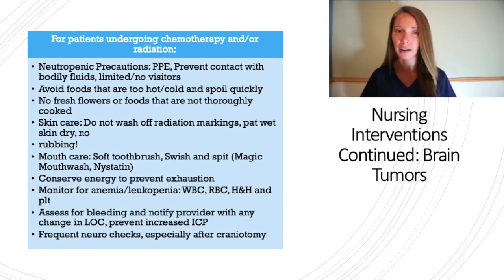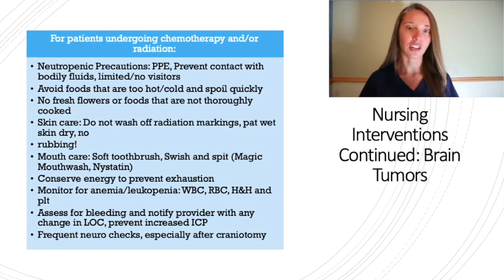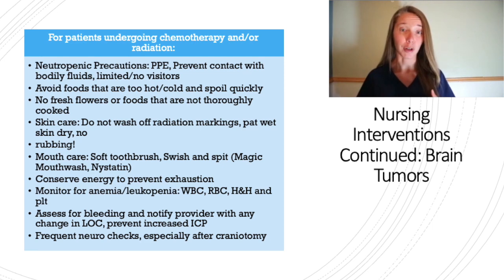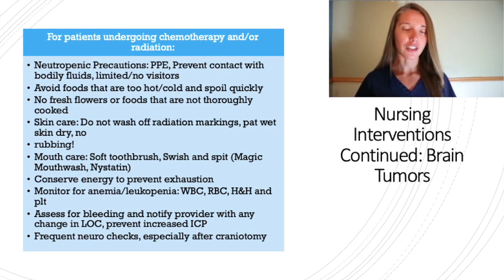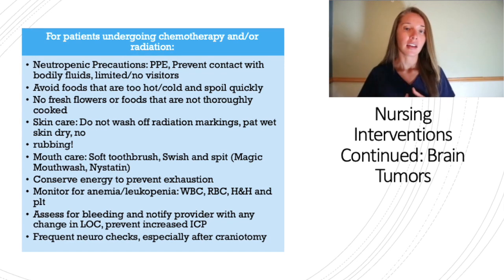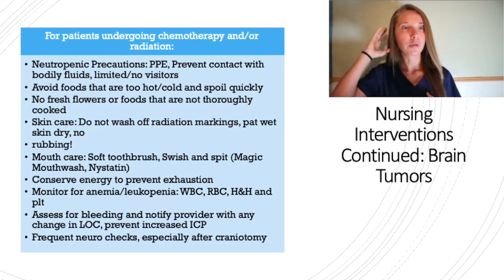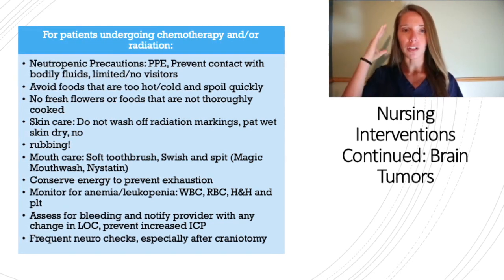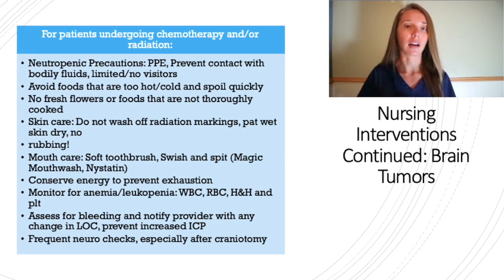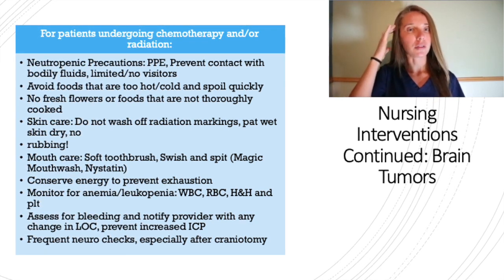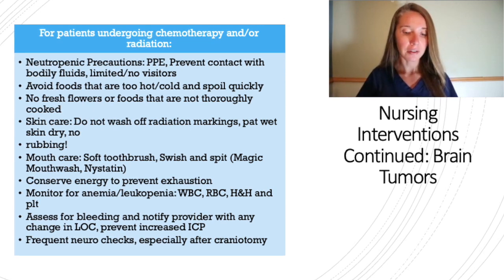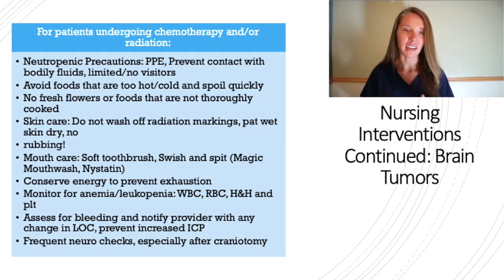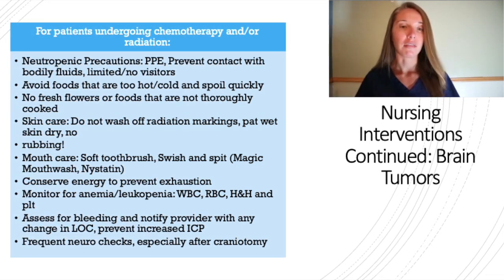Avoid foods that are too hot or cold, because with that immunosuppression, our skin cells, our mucosal membranes are at risk for breakdown. We want to make sure that if our patient is undergoing brain radiation, that we aren't using harsh soaps or shampoos, conditioners that could irritate the scalp. It's very important that we don't wash off markings in areas where different laser beams are being aimed at the patient's head. You want to perform meticulous mouth care. Giving them things like nystatin and magic mouthwash can prevent infections.